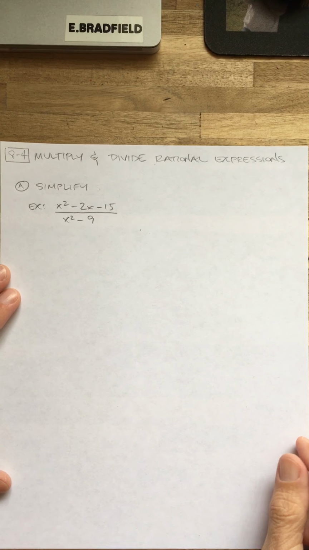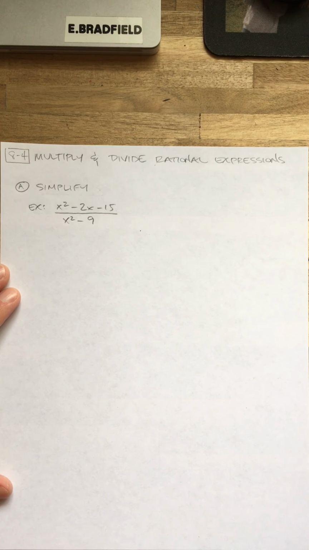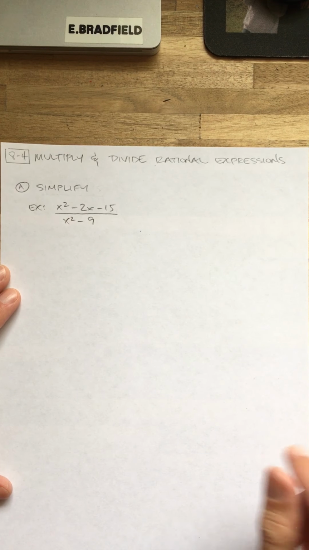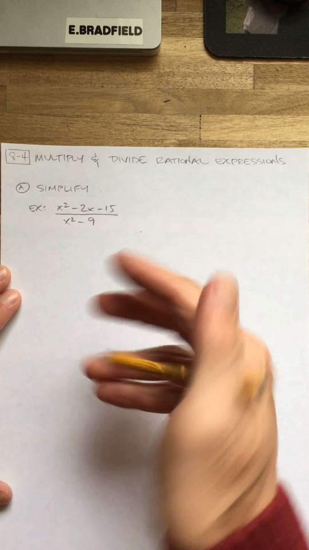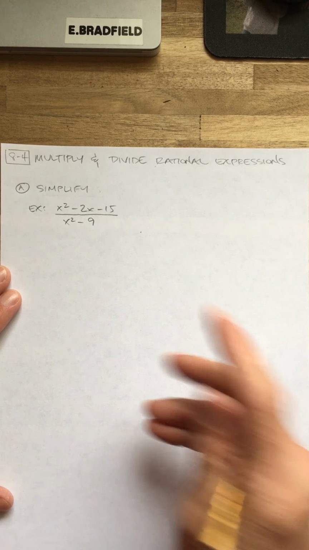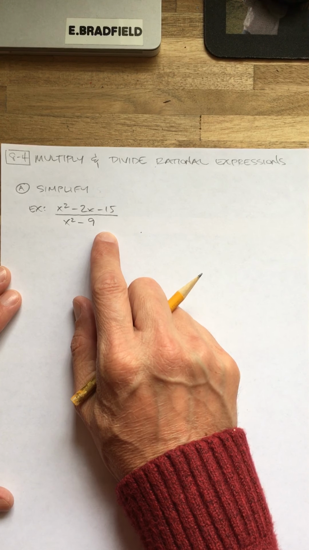Hey guys, what's happening? So today we're still going to be dealing with rational expressions, but we're not going to be graphing them. Phew, thank goodness, right? Today we're just going to be simplifying expressions like the one you see here, or multiplying expressions like this together, or dividing expressions and then simplifying them.